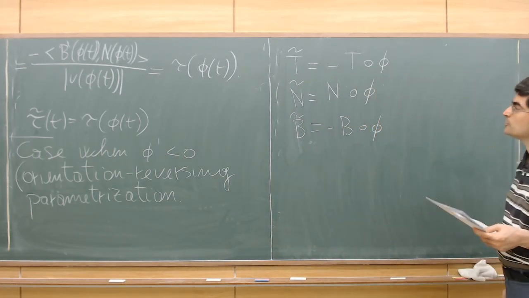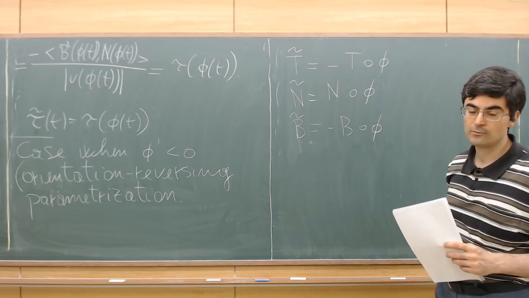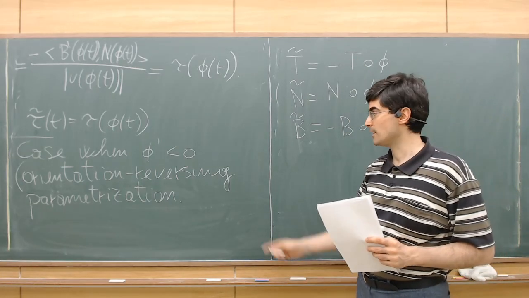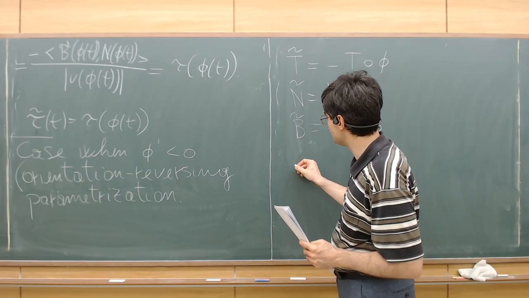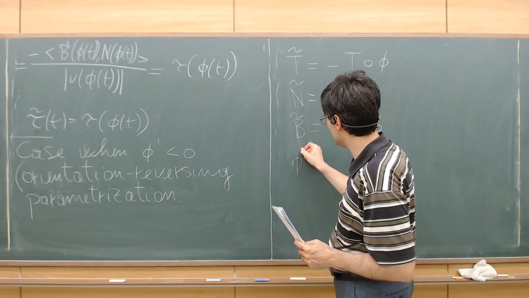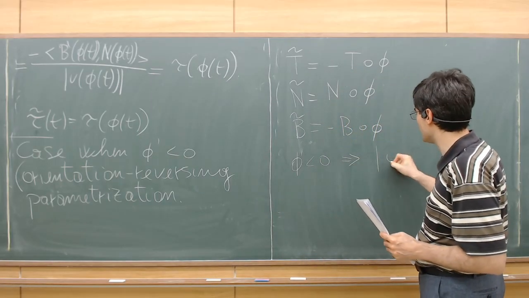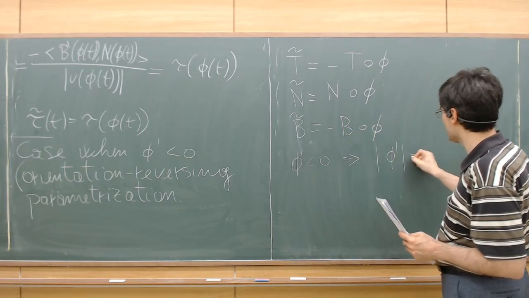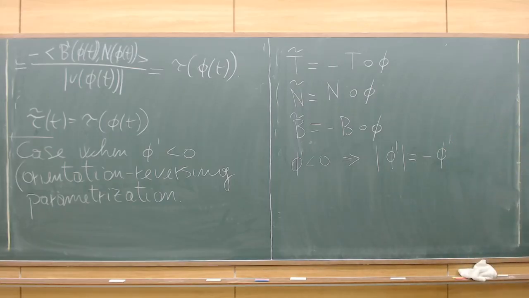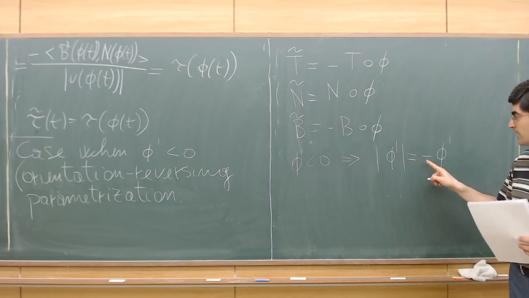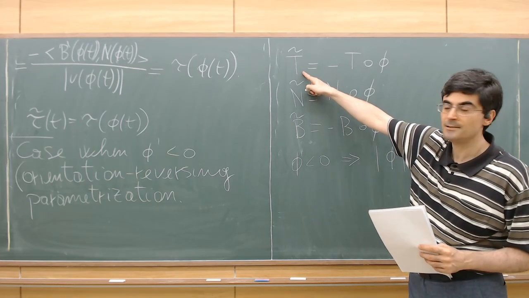Now, in order to prove this formula, you have to make the same computation I made before, using the fact that now phi prime is negative, and this implies that the absolute value of phi prime is equal to minus phi prime. So this is why you get the minus sign in the formula for t tilde.